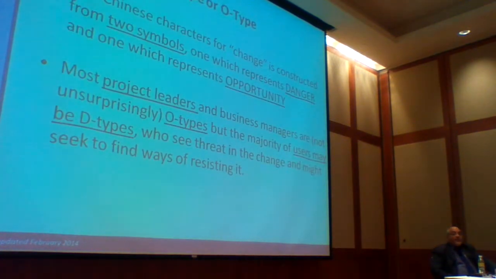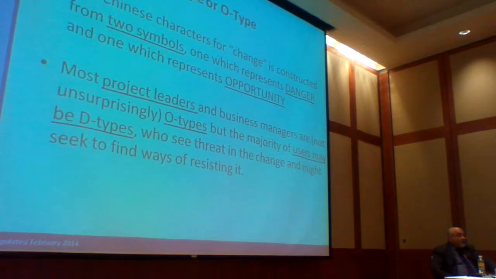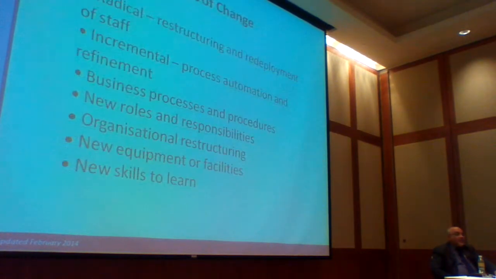In Chinese, change is associated with two characters. One of them is danger and one is opportunity, O and D. Most project leaders and business managers are, unsurprisingly, O type. They look at opportunities. While end users are always cynical and skeptical, and they feel threatened, so they are type D. They assume that there's danger in things.